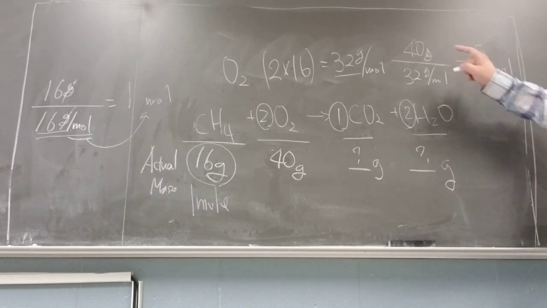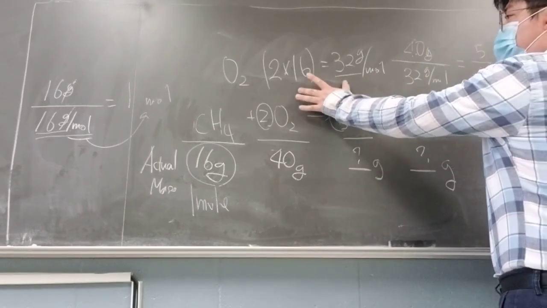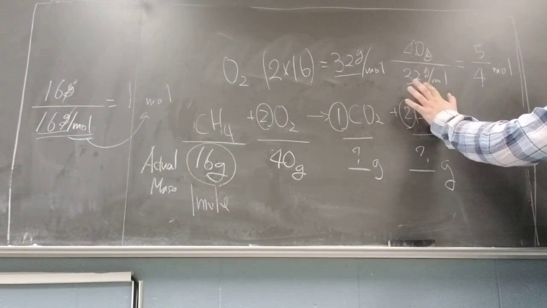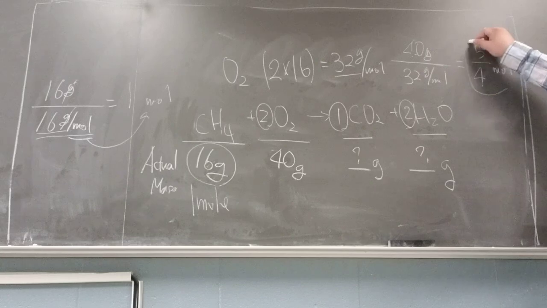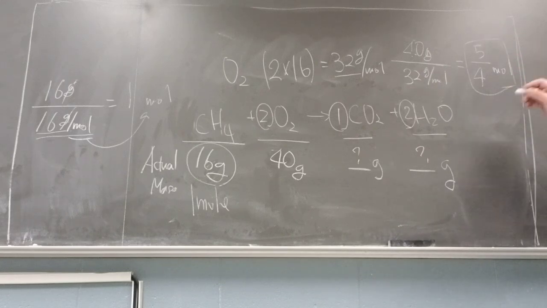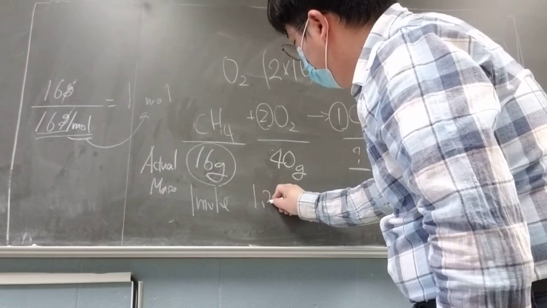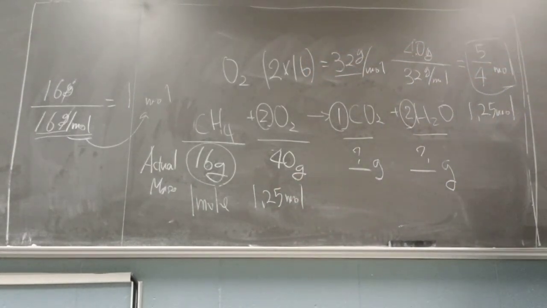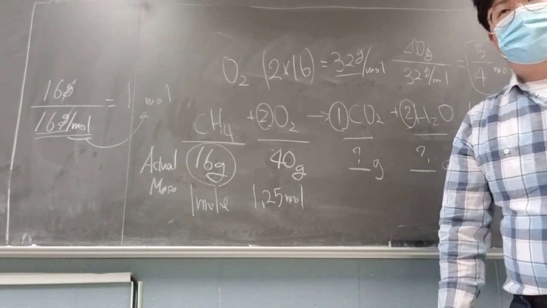So you have 40 grams, but this is how much it weighs when it's 1 mole. So if you divide the actual mass by the molecular weight, you get how many moles you have over there. That is about 1.25 moles. Okay? 1.25 moles. So now you know you have 1.25 moles over here. Okay. So here's the problem.